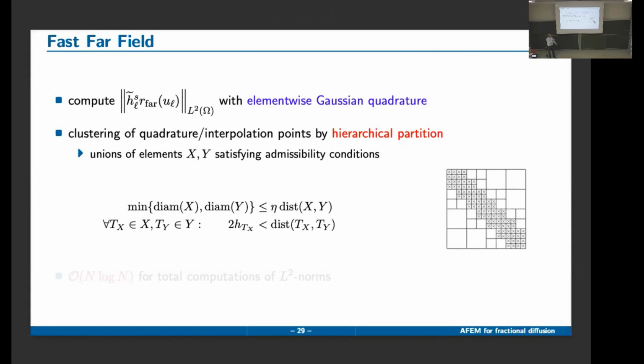So for this numerical approximation, if x and y are suitably separated, just do a hierarchical partition. Collect all the interpolation points, collect all the quadrature points, cluster them together, do a hierarchical partition like in panel clustering, and with standard admissibility conditions you get an O of n log n algorithm for your total complexity.